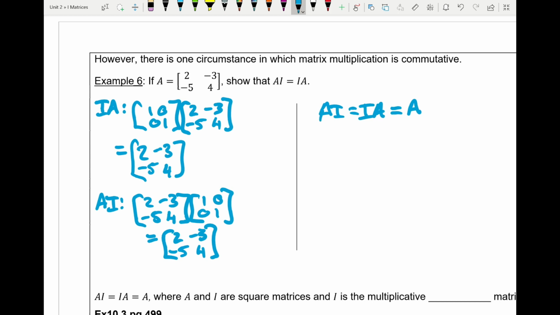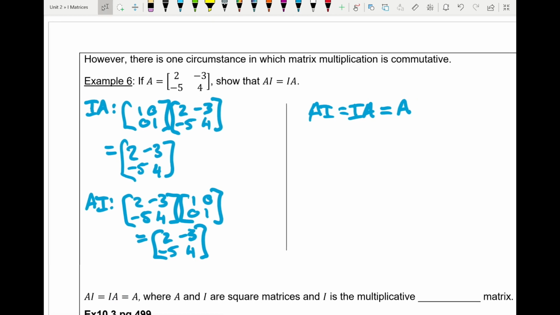And look at that. That's been down the bottom there, under our noses for us to see. So AI equals IA equals A, where A and I are square matrices, and I is the multiplicative identity matrix.